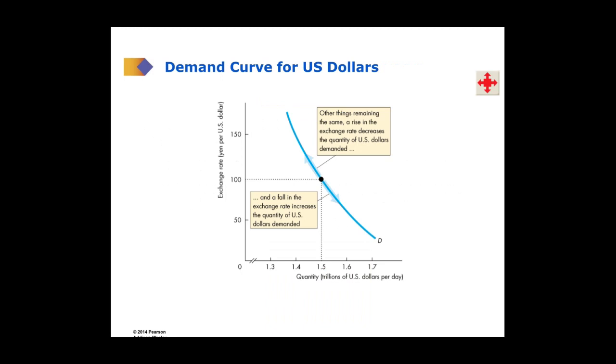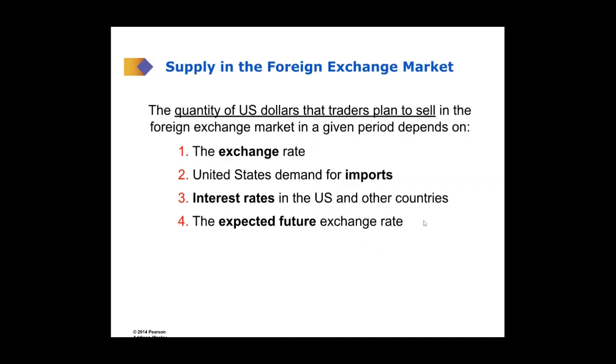And when you look at the demand curve for a currency, it's like any other demand curve. It's downward sloping. The higher the price, in this case the exchange rate, the less is demanded. The lower the exchange rate, the more is demanded. So the demand curve for dollars, or any currency, is always going to be downward sloping.